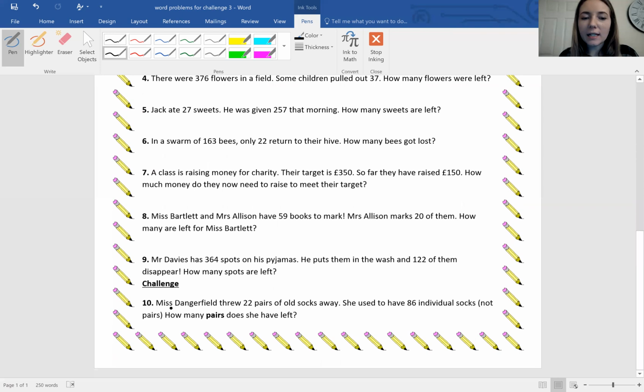As you scroll down, there's a challenge at the bottom, and the challenge is in the wording, so you need to read this really carefully. Miss Dangerfield threw 22 pairs of old socks away. Okay, there's 2 socks in a pair. She used to have 86 individual socks, not pairs. So 86 socks that are on their own. How many pairs does she have left? So I want you to have a really good think about that. I'm not going to tell you how to work that out. I want you to really think it through and see if you can work it out. Okay.